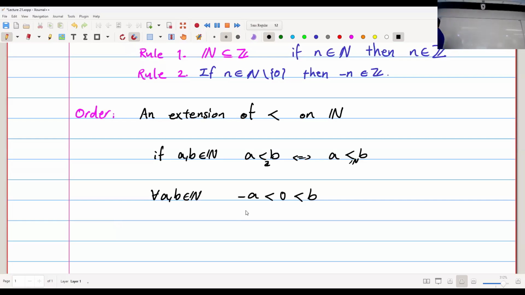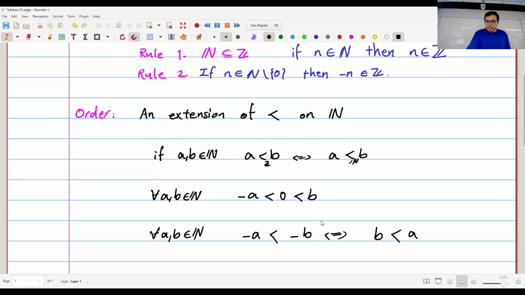I have to also define how I can compare two negative numbers. Right. So here's the thing. Let's say I take two natural numbers, A and B, and I want to compare minus A and minus B. How can I do this? Well, I can define it like this. I can say minus A is less than minus B if and only if A is bigger than B. Right? Or I can write it like this, B is less than A. So now I have an order that can compare any number in the set Z, any integer with any integer.